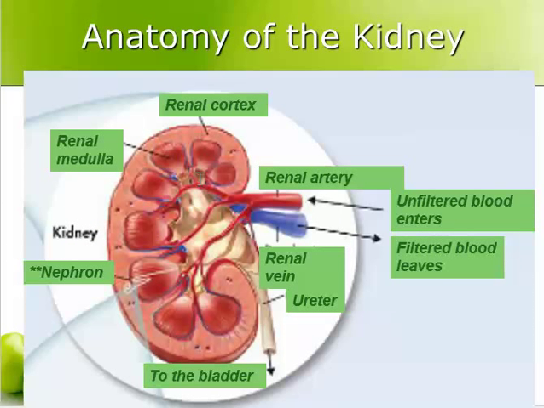And here's a kidney. Let's look at the anatomy of the kidney real quick. The outside of the kidney is called the renal capsule. Then right inside from that outer covering you have the renal cortex. Then in from there is the renal medulla. Then you have a renal artery and a renal vein. The renal artery carries blood into the kidney. The renal vein carries blood out of the kidney.